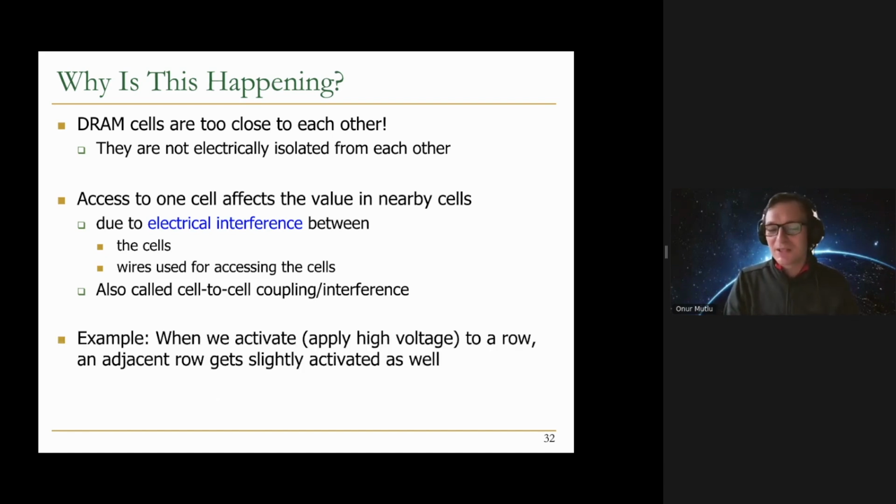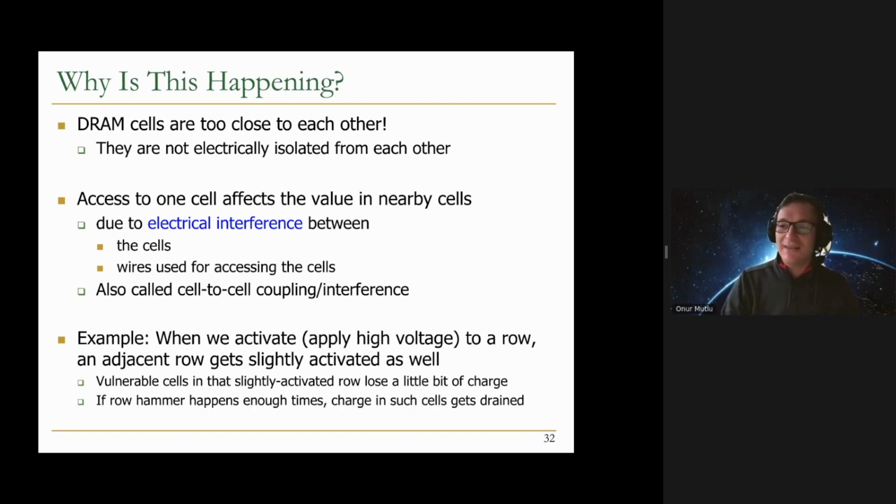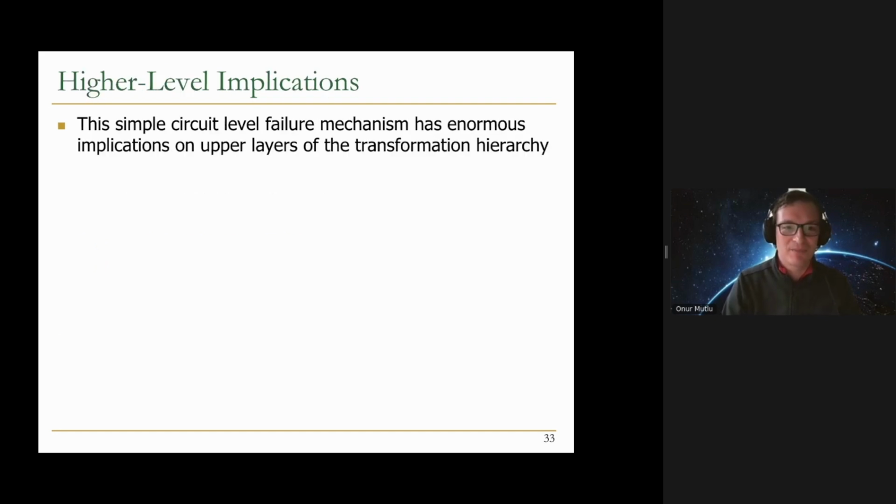So there are multiple reasons for it. I'm going to briefly flash a slide that talks about the reasons. I'm not going to talk about the details, but essentially an intuitive reason at a high level is when we apply high voltage to a row, an adjacent row gets slightly activated as well. And vulnerable cells in that slightly activated row lose a little bit of charge. And if you do this activation enough times or hammering enough times, charge in such cells gets drained before the cells get refreshed. And higher level implications are a bit scary.